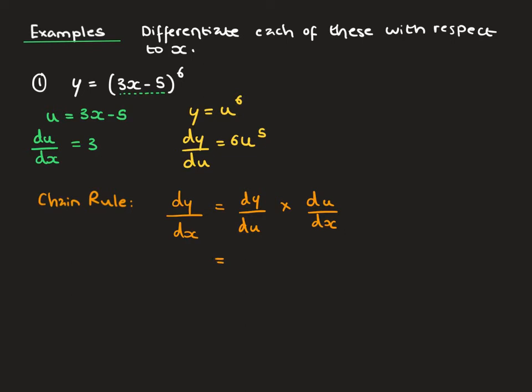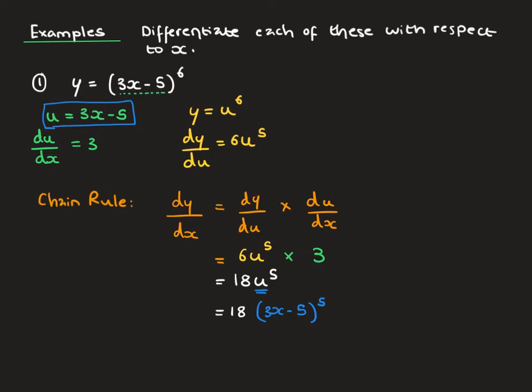And we can fill in the information that we know. What do we know about dy by du? It's 6u to the power of 5. And what do we know about du by dx? It's 3. So the answer is 18u to the power of 5. Or 18, and instead of u, remember, we have this up here, 3x minus 5 to the power of 5.